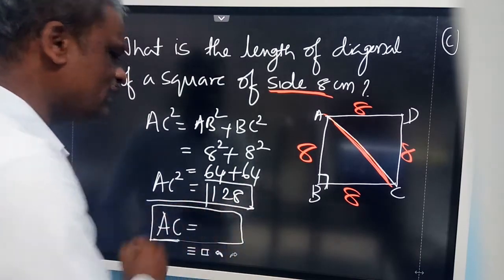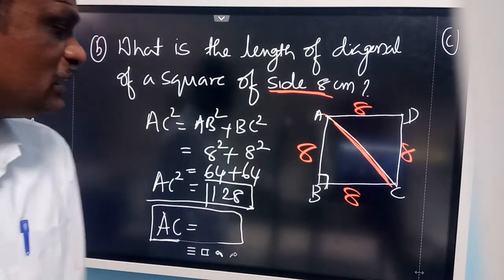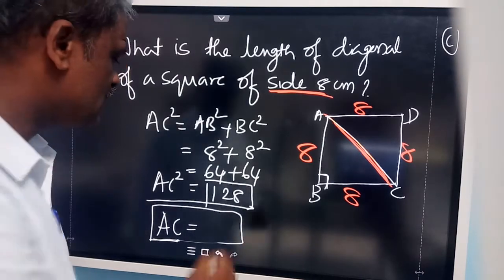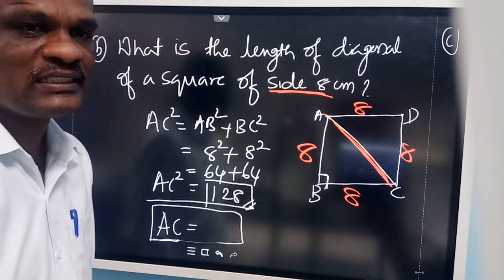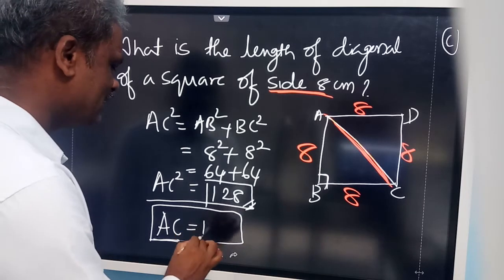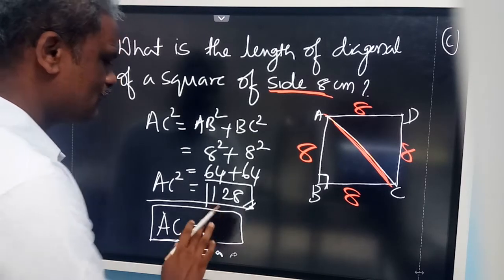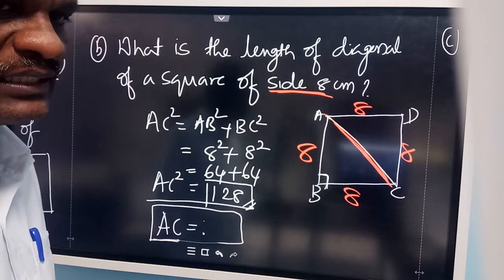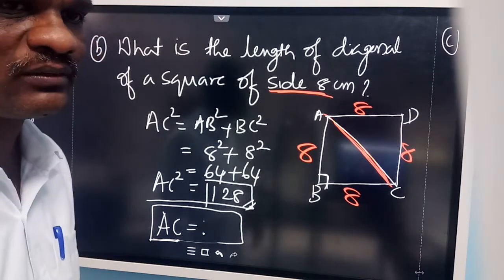We need to find out the number whose square is 128. What is that number? That is called a square root. Something you will get in a decimal number. So let us not find out the answer now. We understand what that square root is.